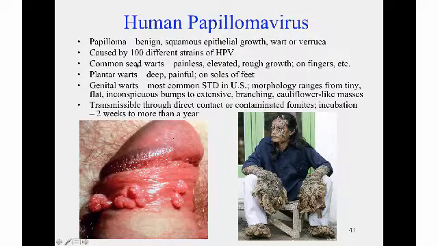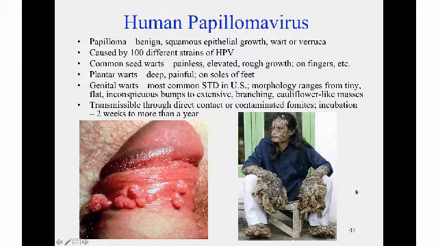Some cause these common seed warts, which can be found on the fingers or on the feet, plantar warts. Genital warts, there are a few of these strains that can cause this infectious disease. It's the most common STD. And as far as the warts that form, they range from these tiny, flat, inconspicuous bumps to extensive branching cauliflower-like masses. And if any of you have heard of the tree man, there are people who are infected with some of these strains that end up forming these hard wart-like growths on the surface of their skin.